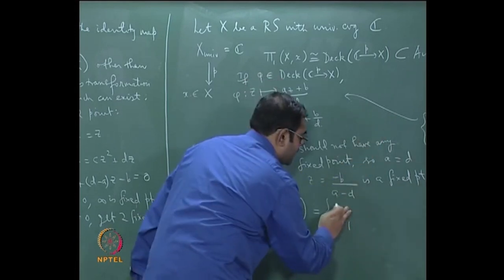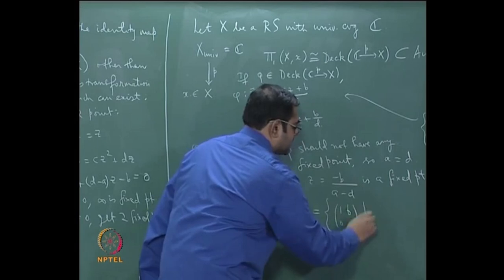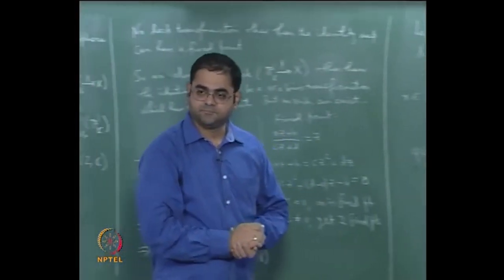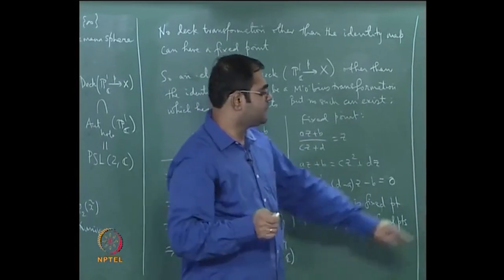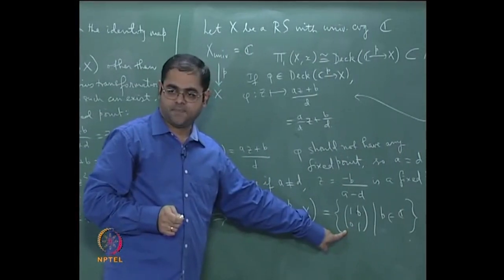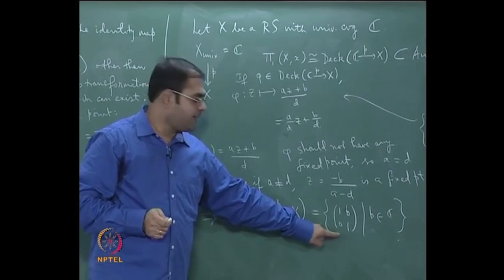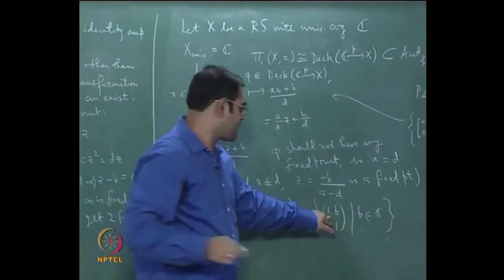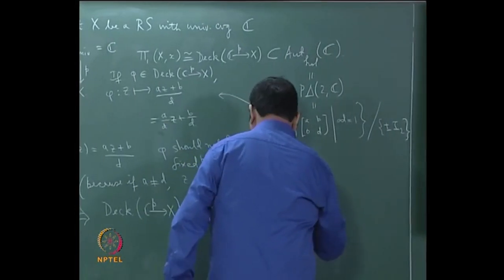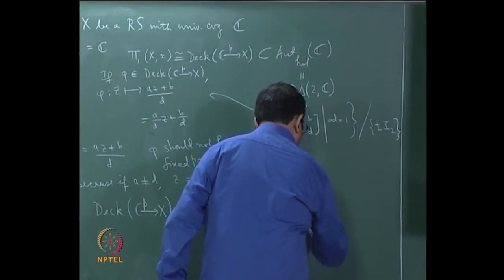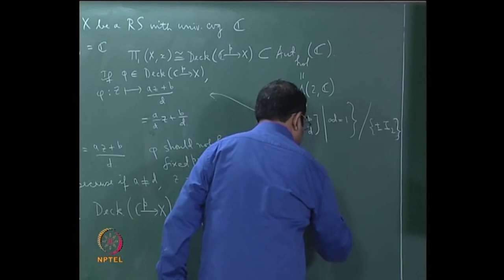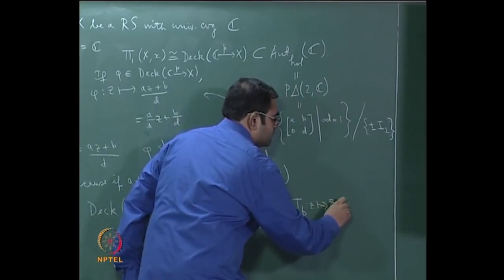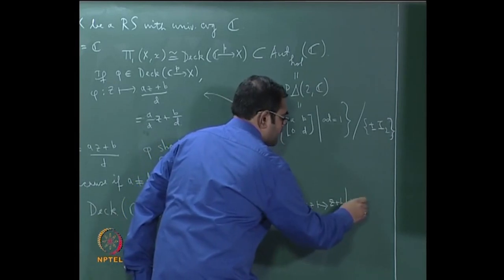If I use B, let me continue using B such that B is a complex number. So the deck transformation group can be identified in this form. And what are these maps? These are just translations. These are just the set of all T sub B, which is the map that sends Z to z plus b, where b is a complex number.